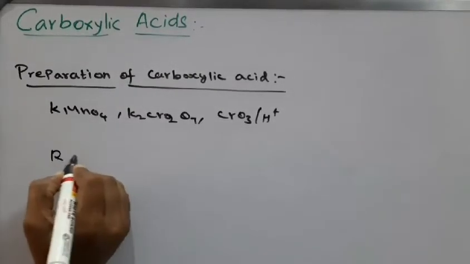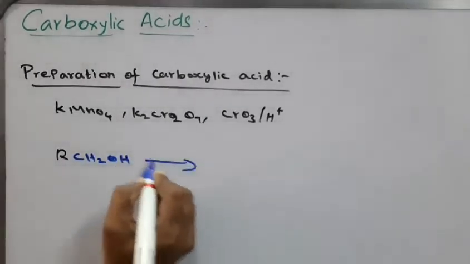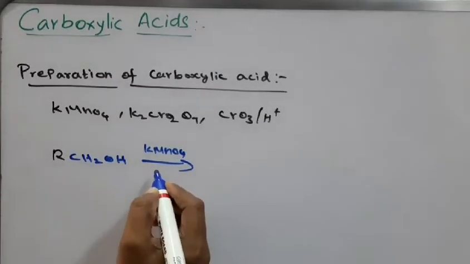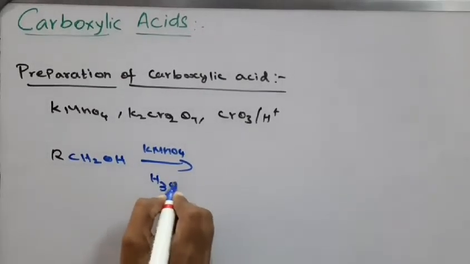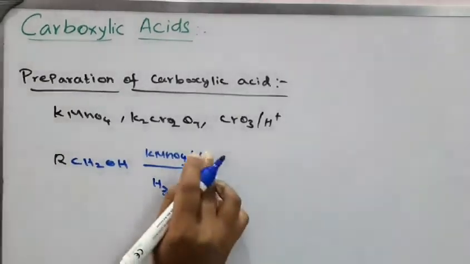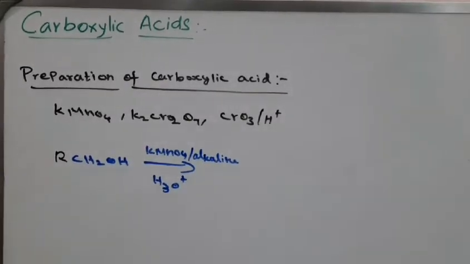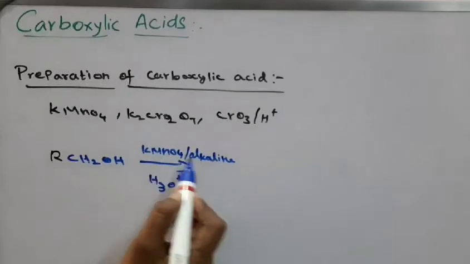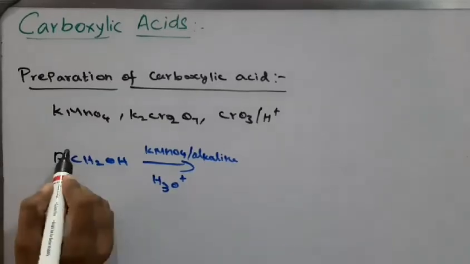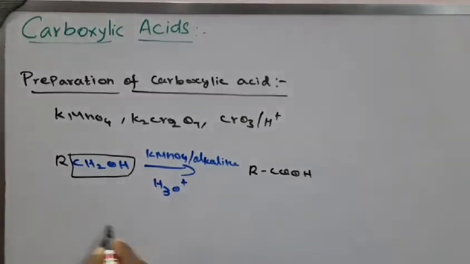Suppose let me take R-CH2OH, in the presence of KMnO4, alkaline KMnO4 with neutral conditions, H3O plus. Alkaline medium means what? Any alkali, like NaOH or potassium hydroxide. So KMnO4 in the alkaline medium, with neutral conditions, converts this alcohol to produce the acid. So very easy.